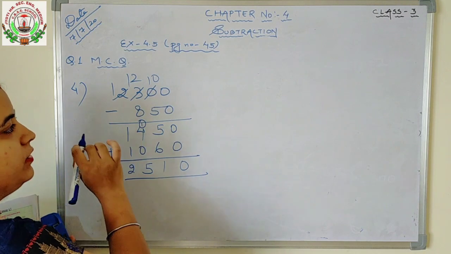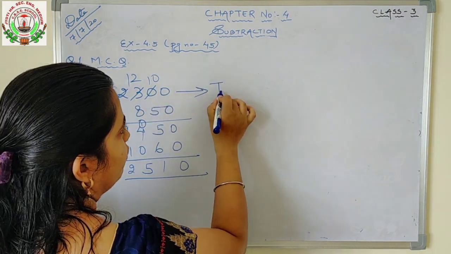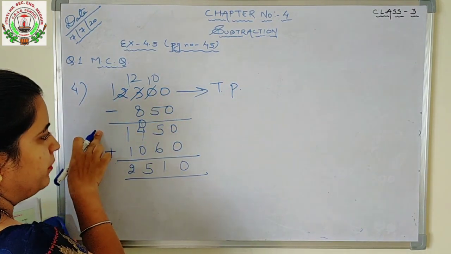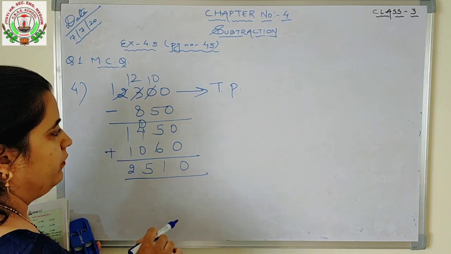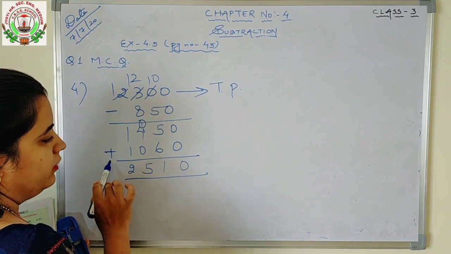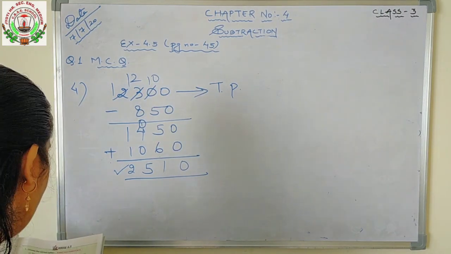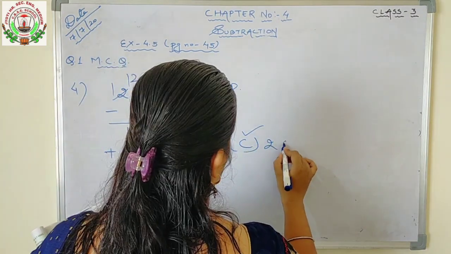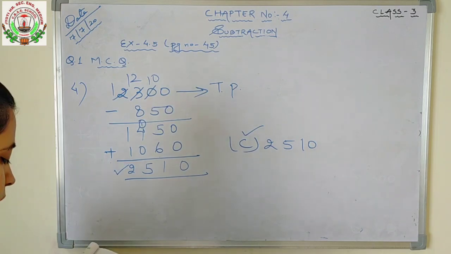See, these were the total people. 850 left means you have to subtract. We have subtracted this much, we got the answer. And then after 850 people left the function, 1060 people joined again. Join means we have to add. So finally we got our answer. Our answer is 2510, which is given in option number C. So you will tick the option 2510, option number C.